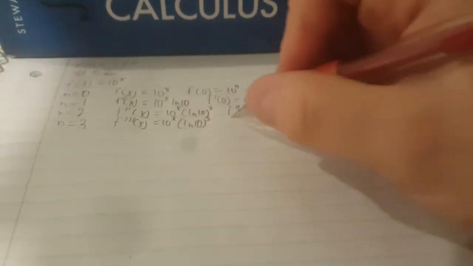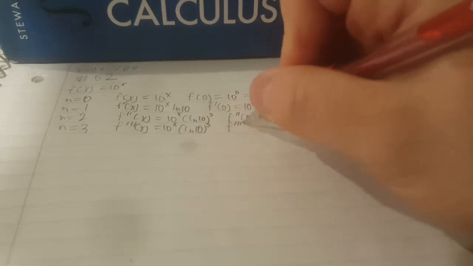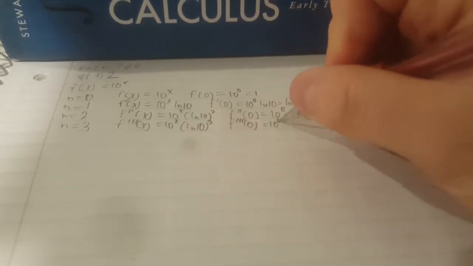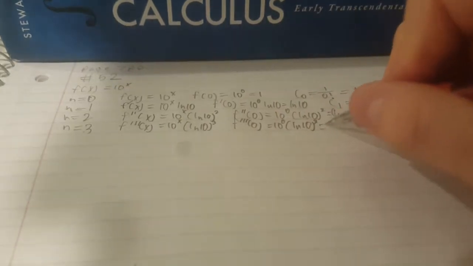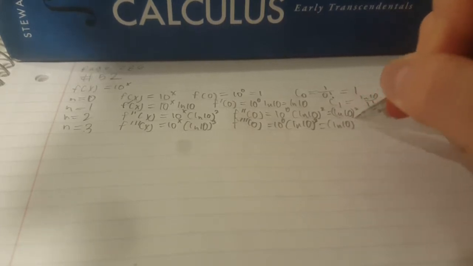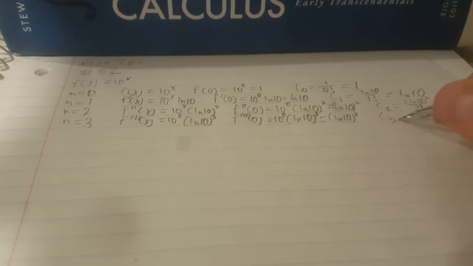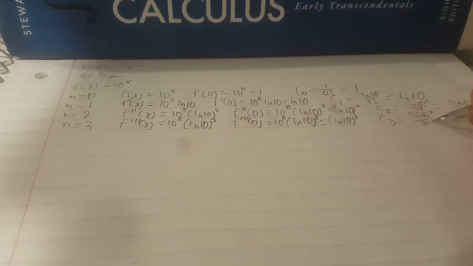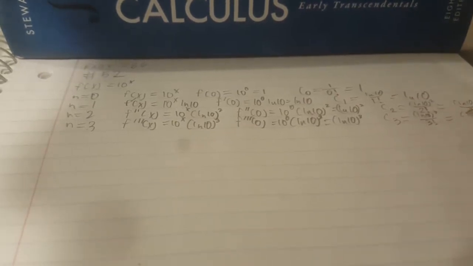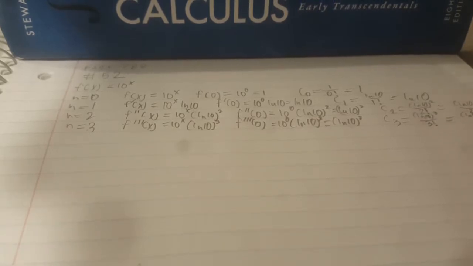So for the last one we'll do n equals 3, f triple prime equals 10 to the x ln of 10 to the third power. f triple prime of 0 equals 10 to the 0 ln 10 cubed, which obviously just equals ln of 10 cubed again. c3 equals ln 10 cubed over 3 factorial. And that's just ln of 10 cubed over 6.